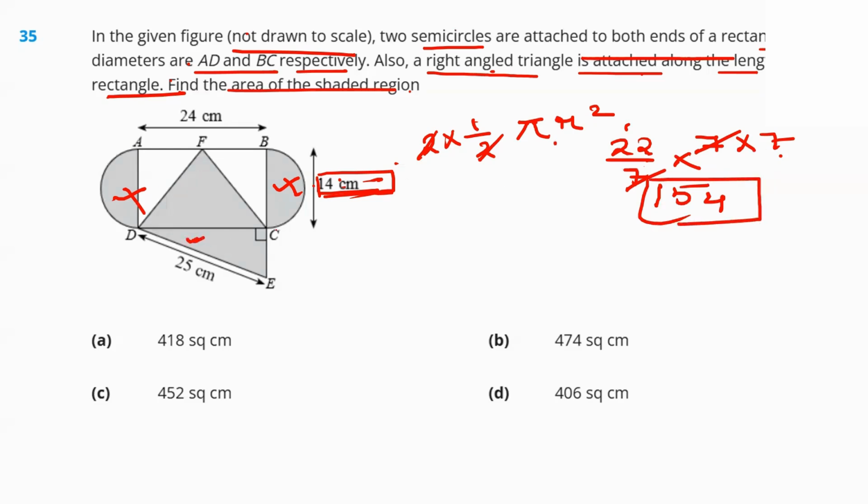Next, we'll find out for this one, the right angle triangle. What's the formula for the right angle triangle? Half into base into height. Base we know is 24 because this is 24. Okay, so 24 is the base. First, we'll find height using Pythagoras theorem. What's the Pythagoras theorem's formula? Hypotenuse is equal to square root of this plus this. Basically, we need to subtract. If we subtract, what's the formula over here?